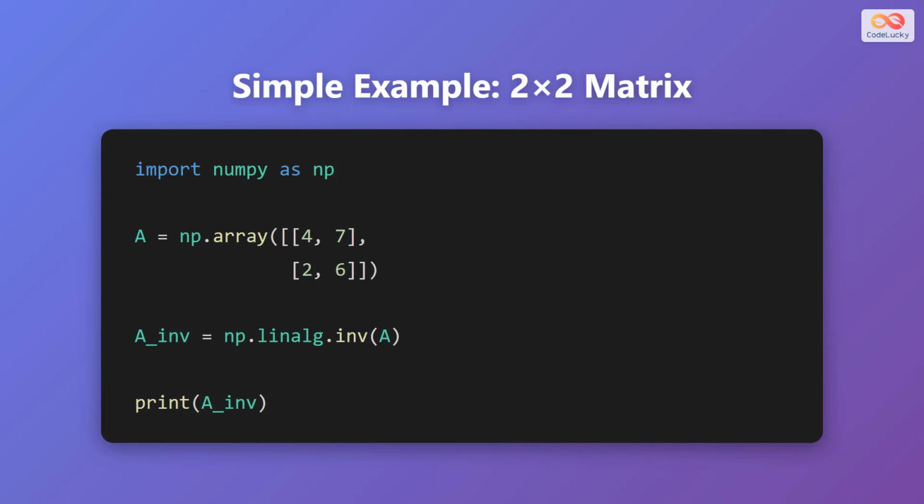Let's work through a practical example with a 2 by 2 matrix. We create matrix A using np.array, with the values 4, 7 in the first row, and 2, 6 in the second row. Then we calculate its inverse by calling np.linalg.inv on matrix A, and store the result in A_inv. Finally, we print the inverse matrix to see the result.